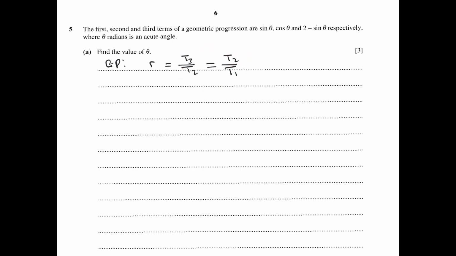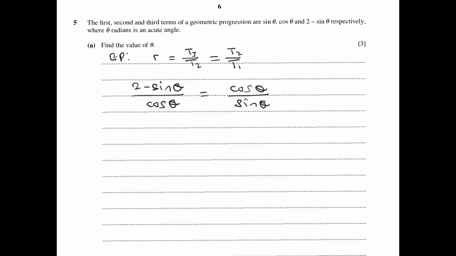All right, so what is our T3? Our T3 is 2 minus sine theta, over T2, which is cos theta, is equal to T2, cos theta, over T1, which is sine theta. All right, so that is the equation that we are having.